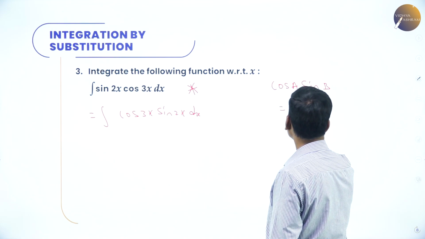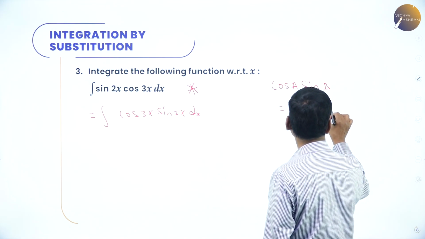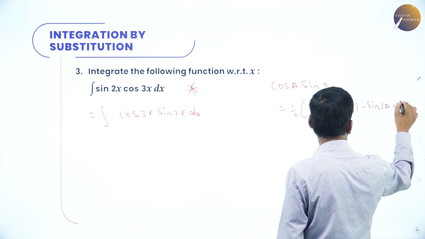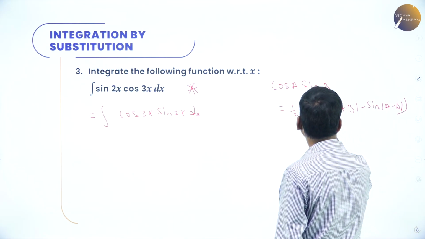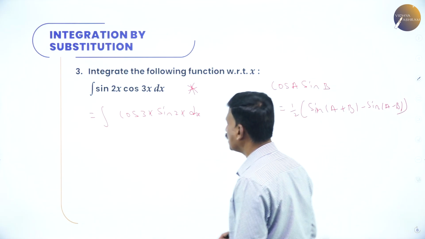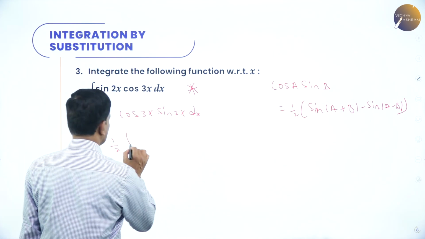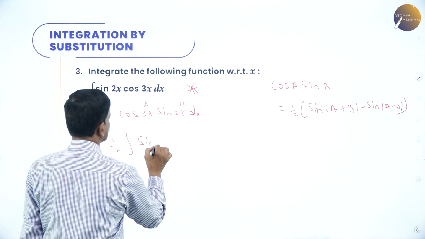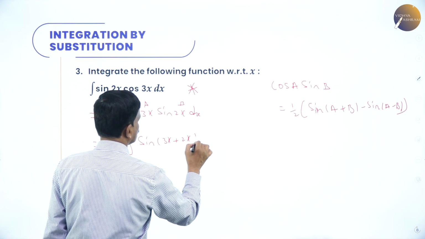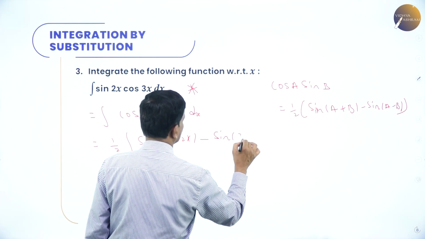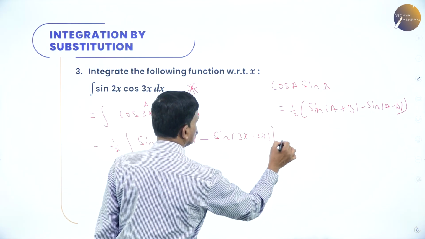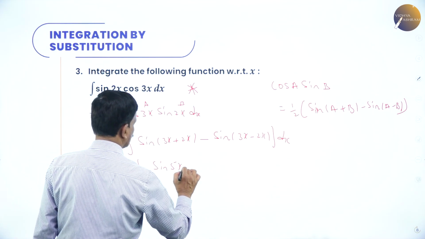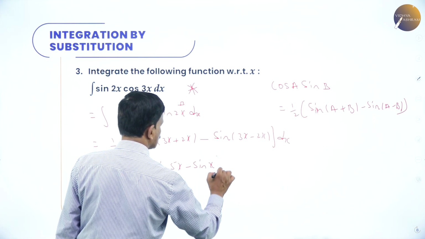Cos A sin B is equal to half of the transformation formula, sin(A+B) minus sin(A−B). That's it. So half of sin(A+B) minus sin(A−B). Here this is A and this is B. Half out, sin(A+B), 3x plus 2x, minus sin of 3x minus 2x, into dx. This is 1 by 2 out, integral of sin 5x minus sin x dx.